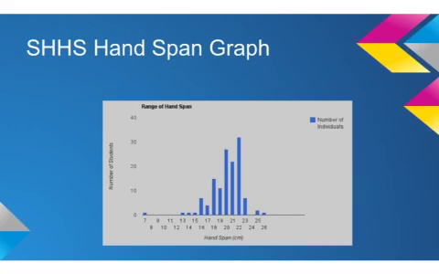Here's our Shawnee Heights High School handspan graph that we made at the beginning of this unit. If you remember, everyone measured out their hands, and I think there might have been a few that had some errors over here. But regardless, we can still see somewhat of a bell curve distribution here, looking at our graph. Of course, there's some variance and some deviations from that, but typically it still is following this bell curve model.